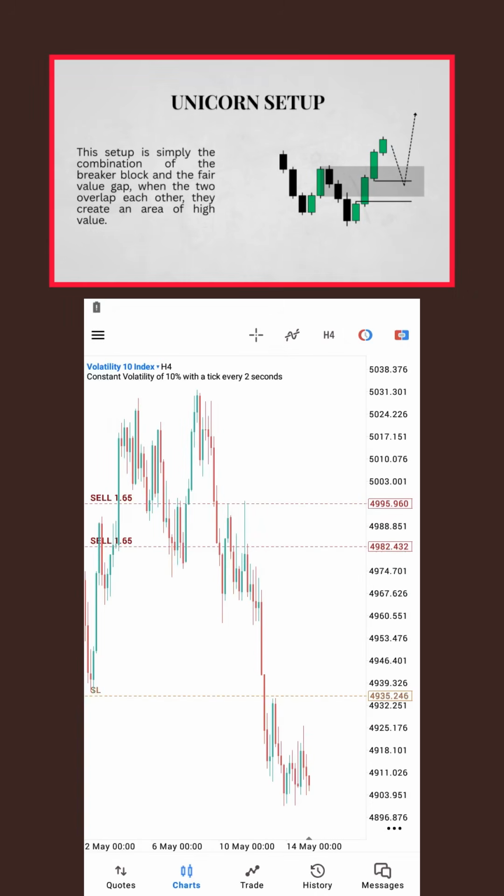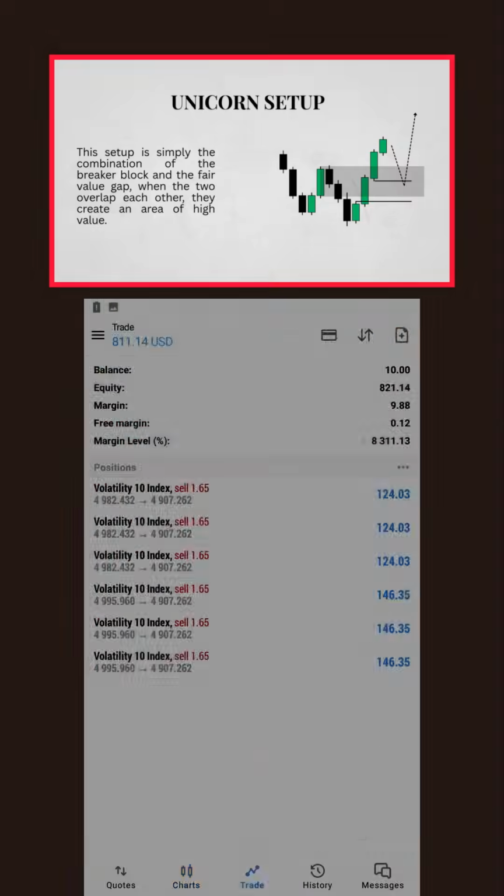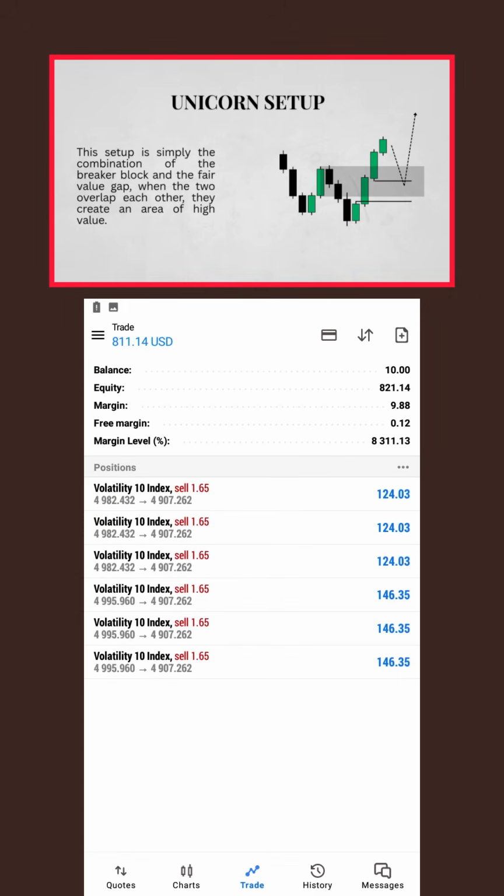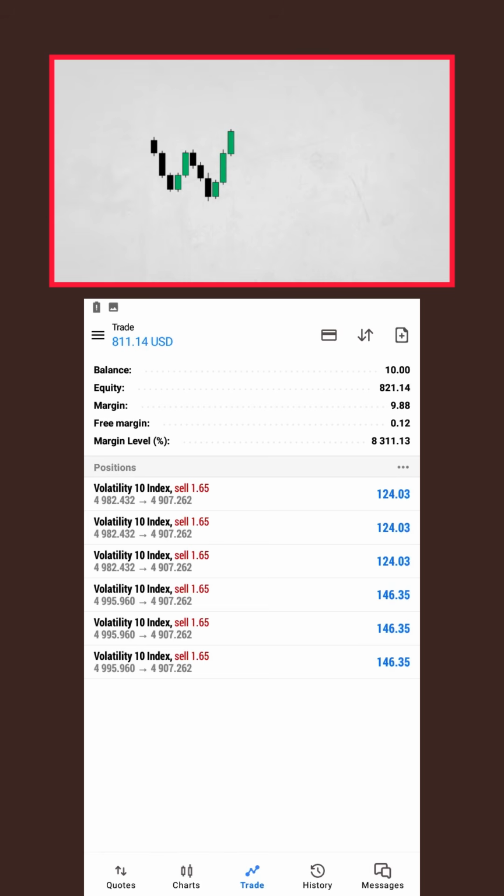Now, that doesn't mean you should go to the chart and start trading every single unicorn setup you see. For it to be a high probability unicorn model, it must also have a higher time frame narrative backing it up. So for instance, if this setup forms inside a higher time frame point of interest, and then you see a unicorn model forming on a lower time frame, that combination gives you a very high probability that the trade will most likely play out successfully.